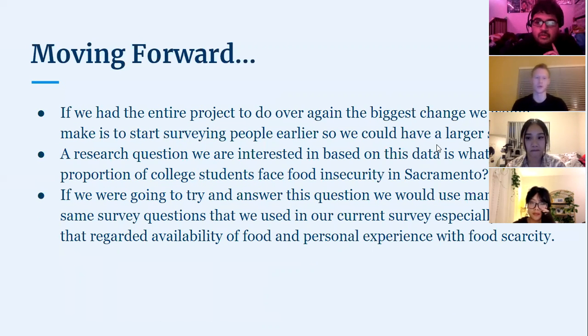All right, moving forward, if we had the entire project to do over again, the biggest change we would make is to start surveying people earlier so we could have a larger sample. A research question we were interested in based on this data is what proportion of college students face food insecurity in Sacramento? If we were going to try and answer this question, we would use many of the same survey questions that we use in our current survey, especially the ones that regard availability of food and personal experience with food scarcity.